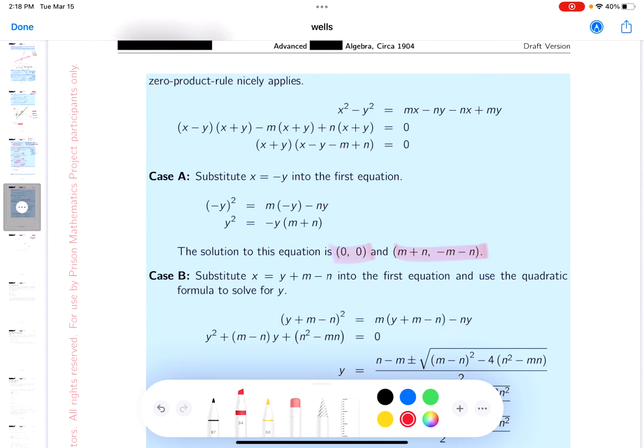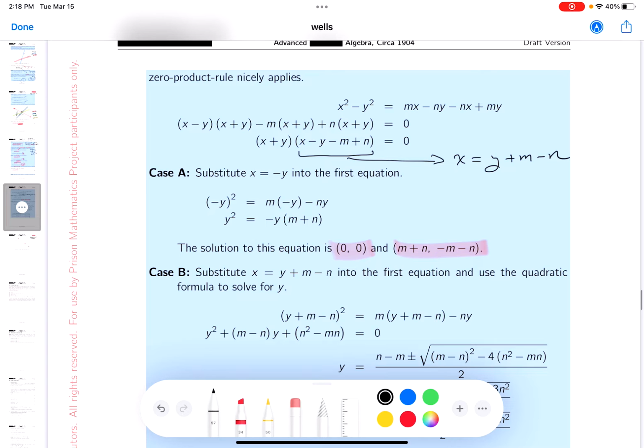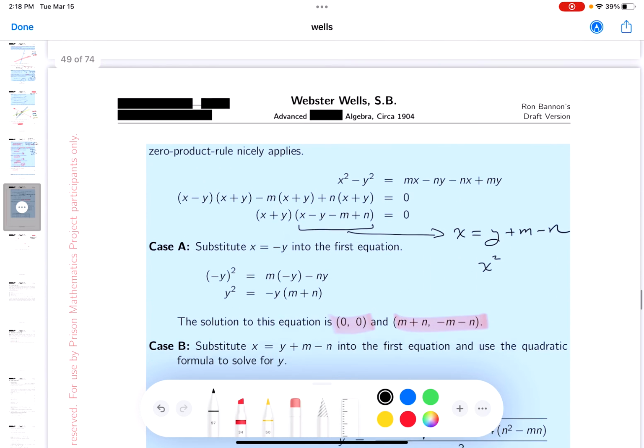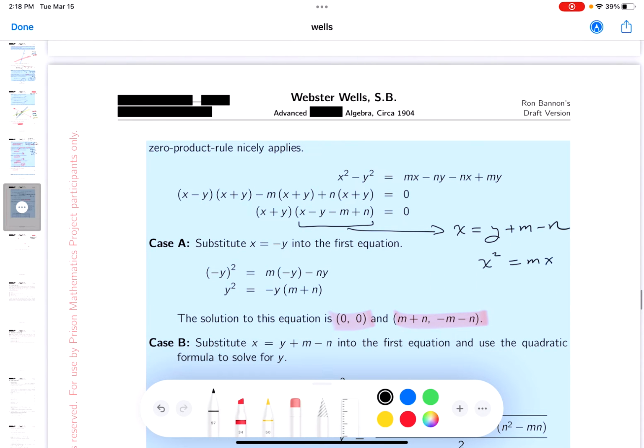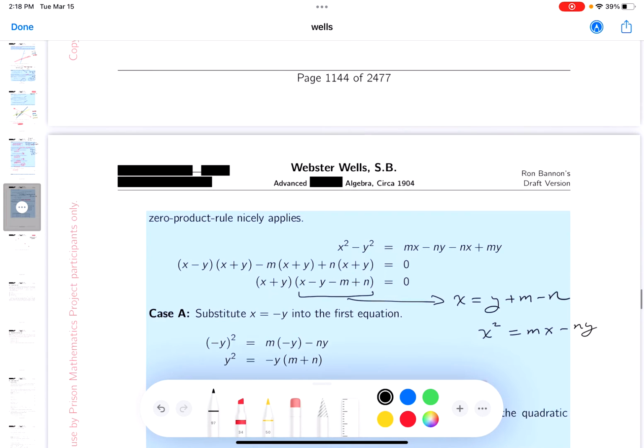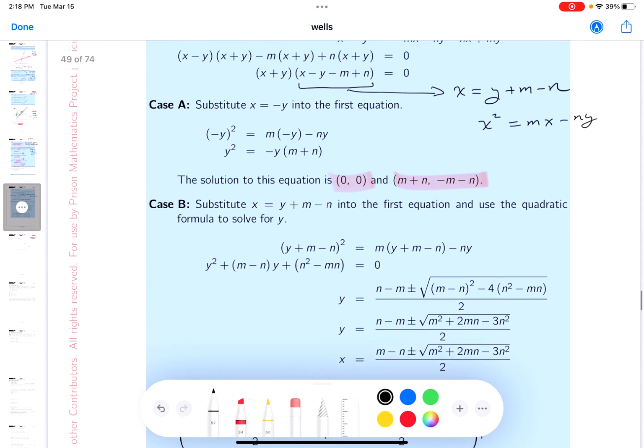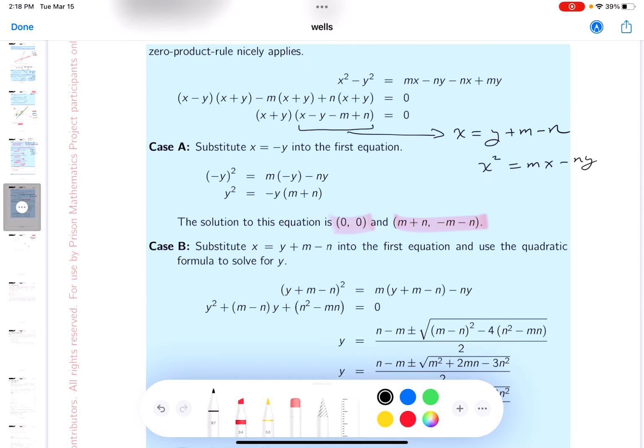The next one, I've got to substitute in there, this over here. And I'm going to say here, x equals y plus m minus n. And I've got to substitute into the first equation. Oh, what's the first equation, you ask? It's x squared, mx, ny. I've got to remind myself. Yep. Plug it in. It's tough though, right?